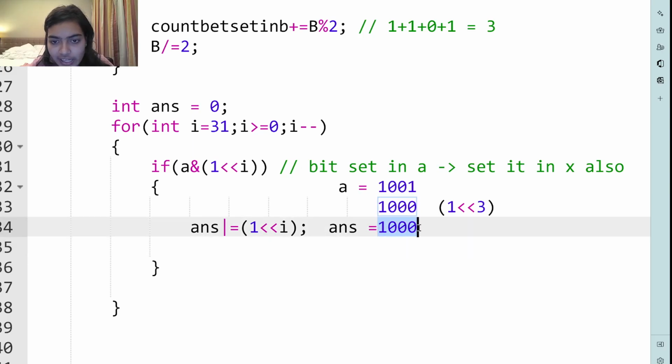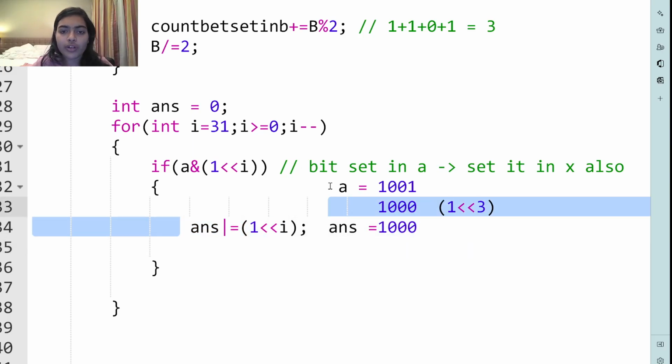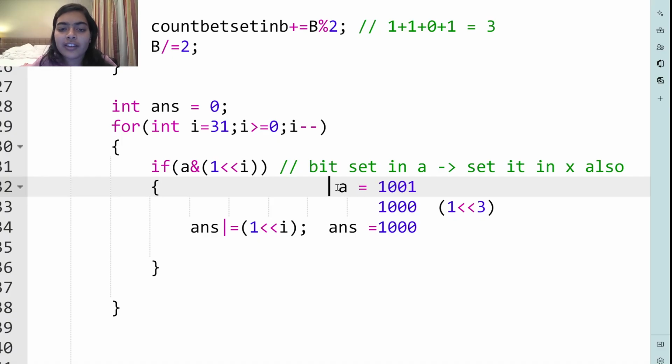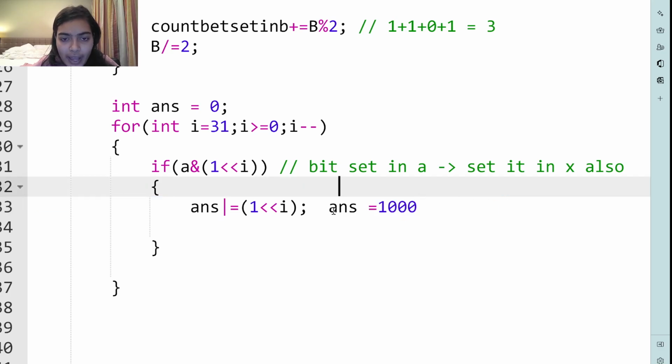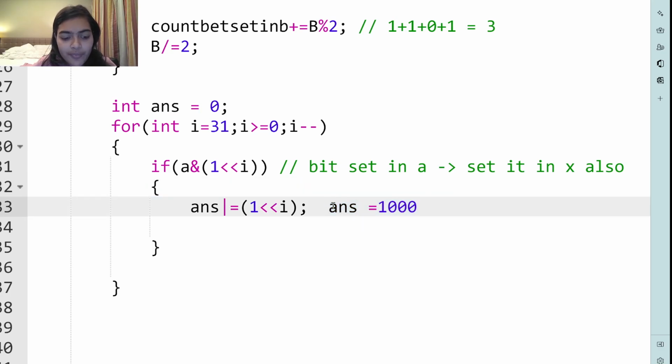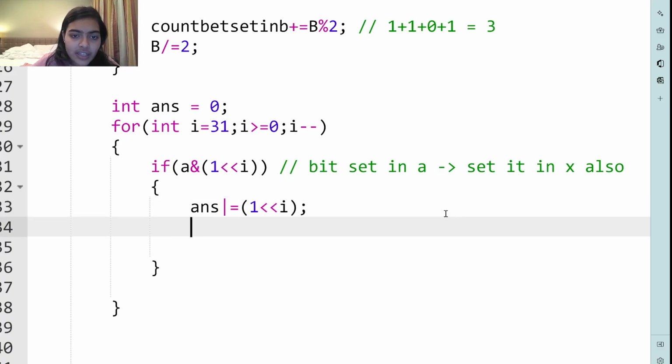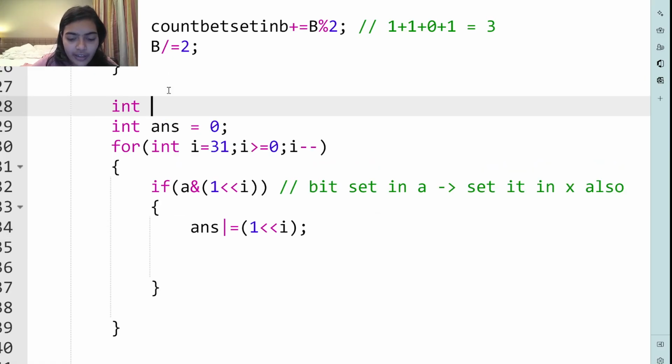So this is how I can set the bit in answer also. If this is confusing, just see the video on how to set a bit in any given number. So now my answer becomes equal to this value. That's it. Once this happens, I can decrease the number of bits to set in x.